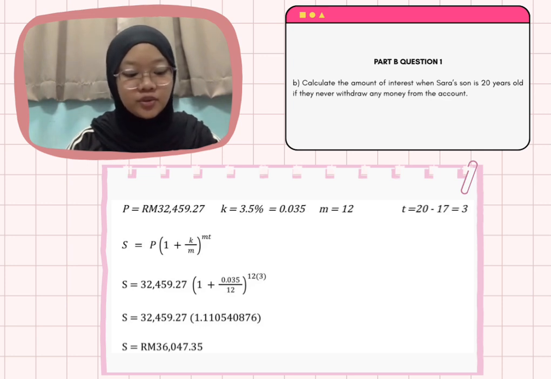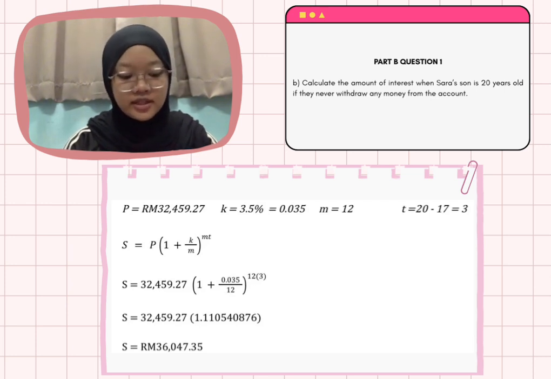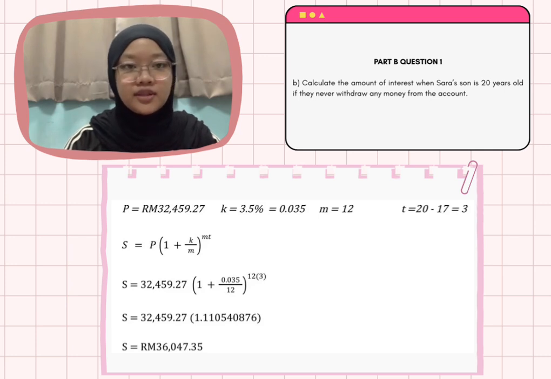So S equals 32,459 ringgit and 27 cents, open bracket, 1 plus 0.035 over 12, close bracket, to the power of 12 times 3, equals 36,047 ringgit and 35 cents. Then for the interest earned, we use the formula I equals S minus P. So 36,047 ringgit and 35 cents minus 32,459 ringgit and 27 cents equals 3,588 ringgit and 8 cents.